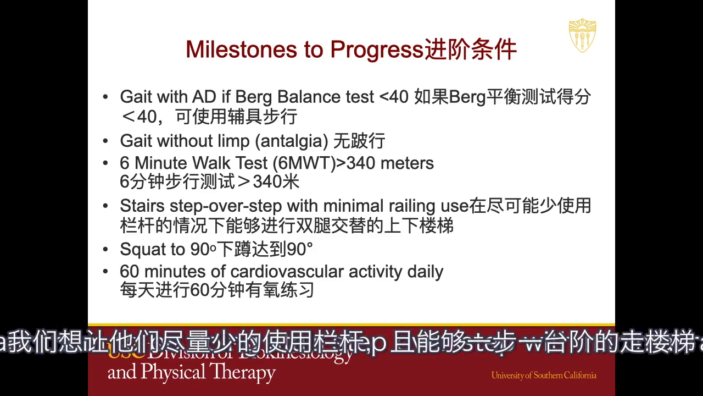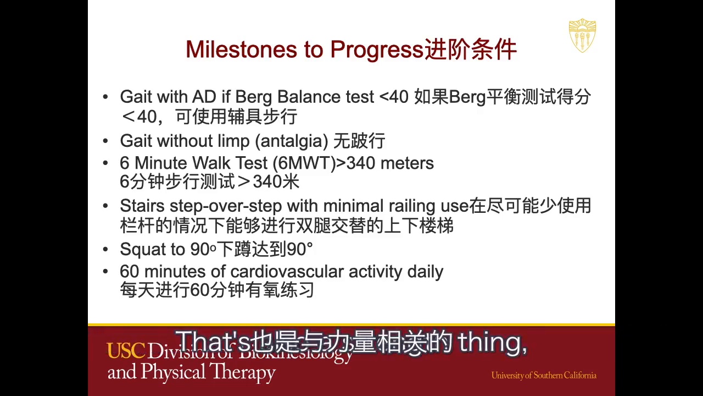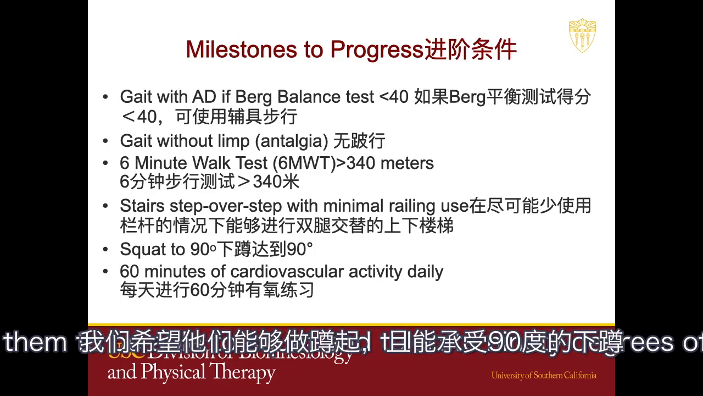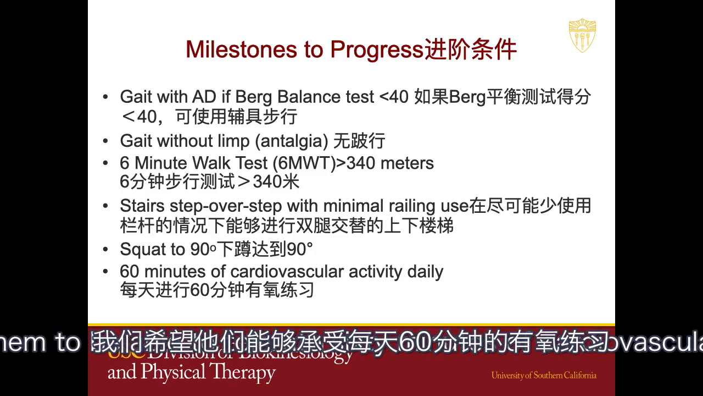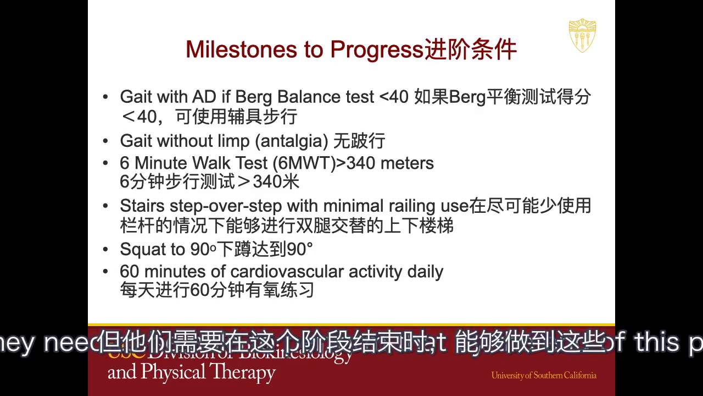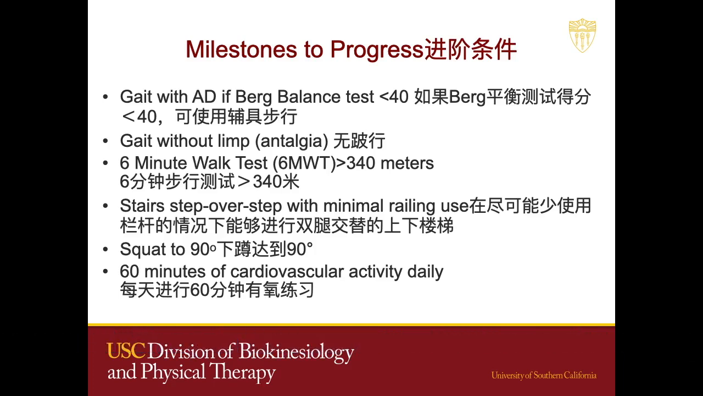We want them to be doing stairs, step over step, with minimal railing use. So again, that's a balance thing. That's also a strength thing. So we want them doing stairs normally. We want them to be able to squat and tolerate 90 degrees of a squat. And then we want them to be able to tolerate 60 minutes of cardiovascular activity every day. This doesn't have to be done all at the same time, but they need to be able to perform that by the end of this period, which again is about 10 to 12 weeks.